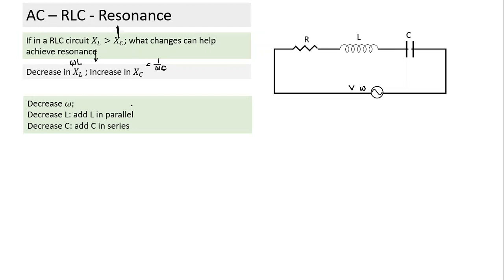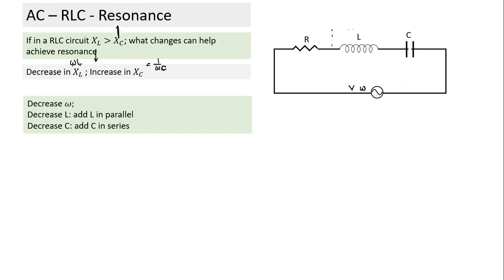How do I decrease L here? Suppose I have one more inductor, should I connect it in parallel or in series if I want to achieve resonance? See, since the aim is to decrease L, by adding in parallel, the effective L decreases. So if I add a suitable inductor in parallel, this could help achieve resonance.